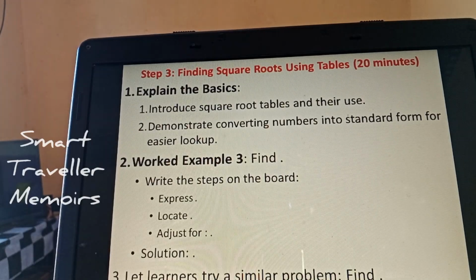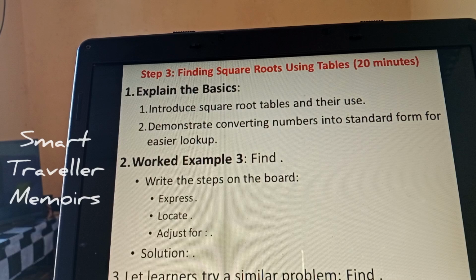Step 3, explain the basics, introduce square root tables and their use, demonstrate converting numbers into standard form for easier workup. So work the example 3, write the steps on the board, express, locate, adjust for solution. Let learners try a similar problem, find.